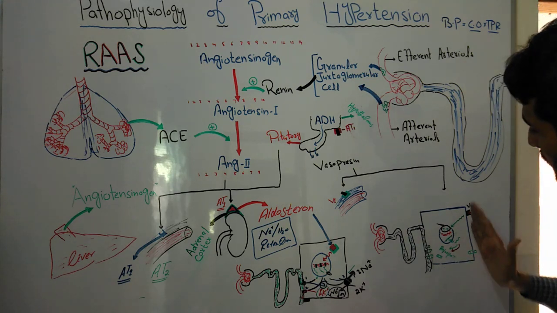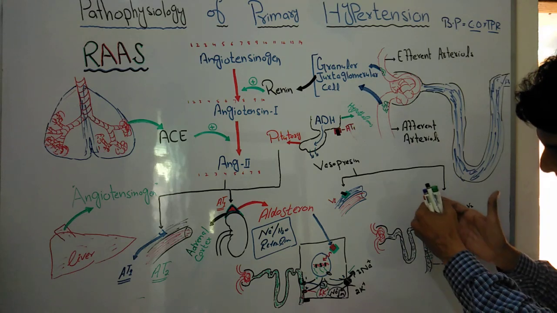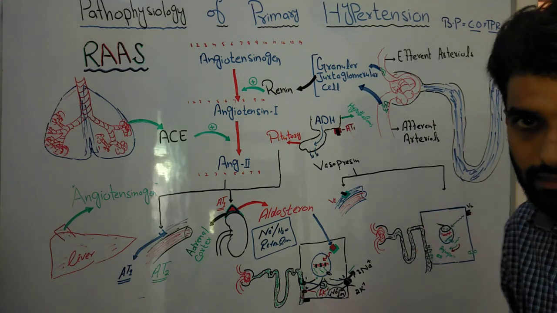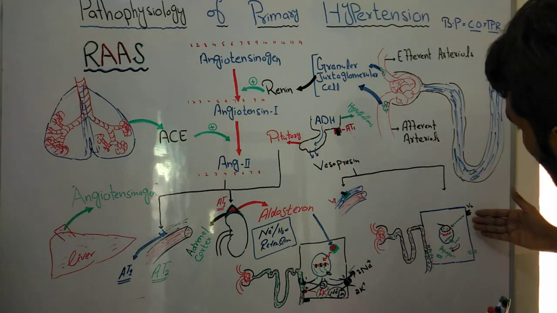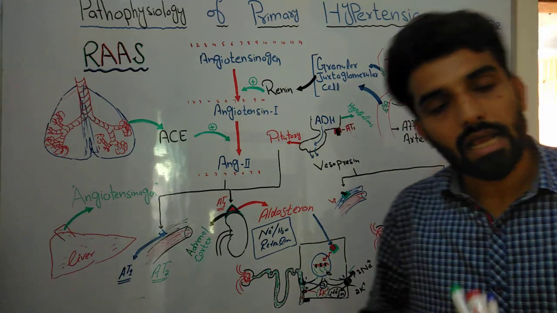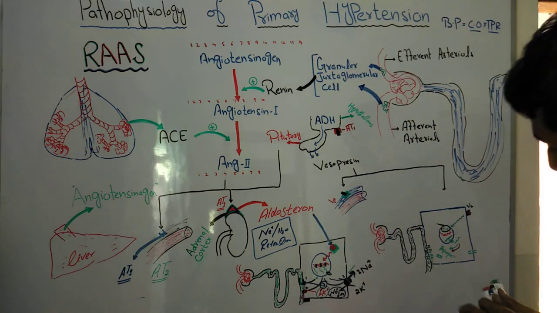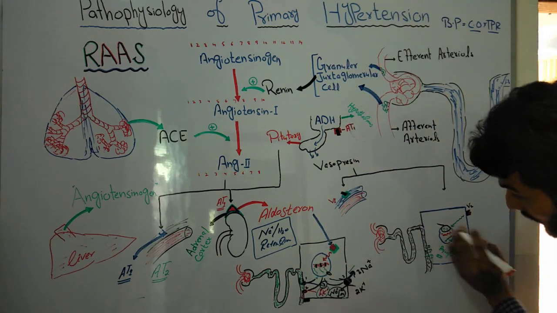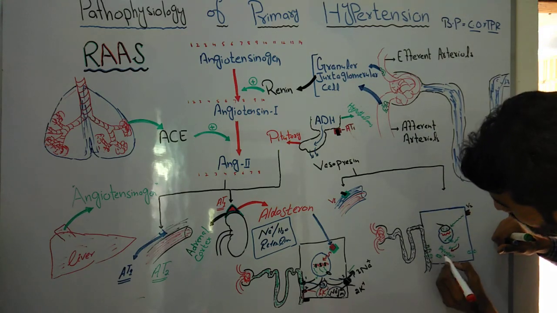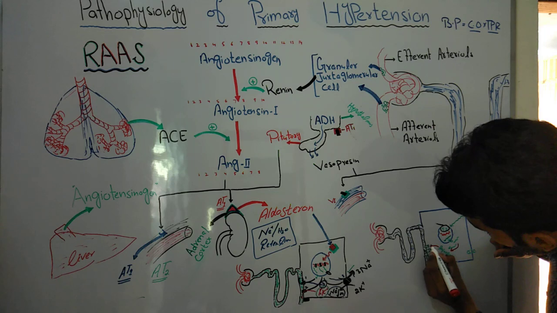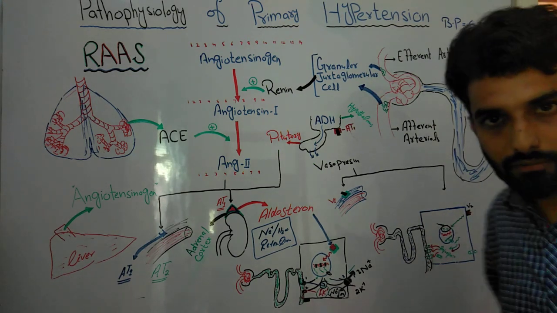Now this aquaporin will be placed on the apical side or luminal side of the cells of the collecting duct, not on the basolateral side. On the basolateral side, here you can see, aquaporin proteins are always present, while on the luminal or apical side, after transcription and translation, aquaporin protein will be formed and translocated toward the apical side.